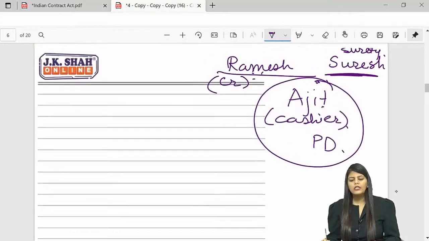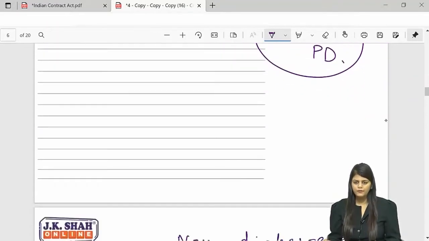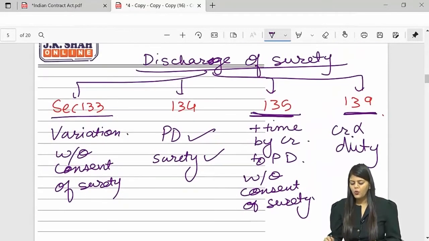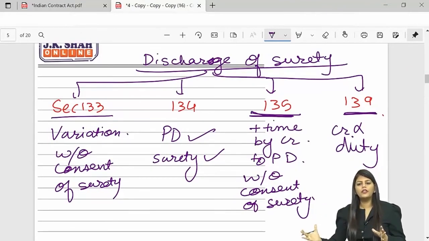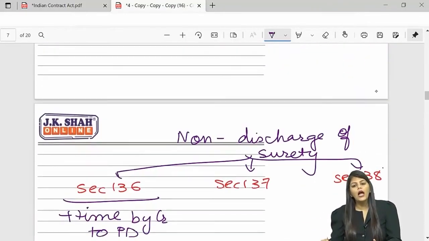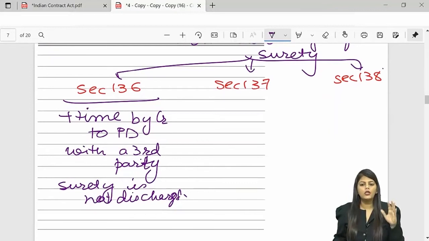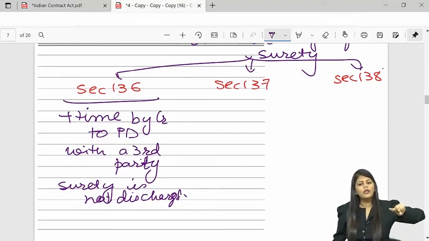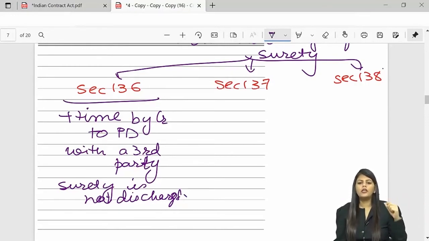Now, why? See, students mix up section 135 and section 136. But remember, section 135 says, internally if you decide and if you give extra time without surety's consent, surety is discharged. 136 says, you contract with an outsider and if you give extra time, surety is not discharged. In the class, I had given you an example regarding the same. So, simple, don't chew your brains. Extra time given internally after deciding, surety is discharged. Extra time given because of a contract with a third party, surety is not discharged.